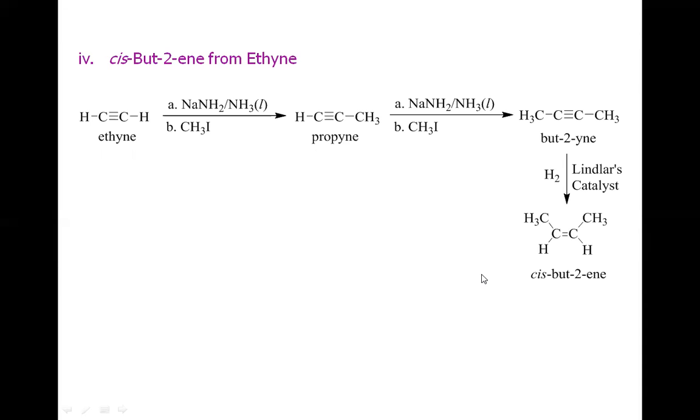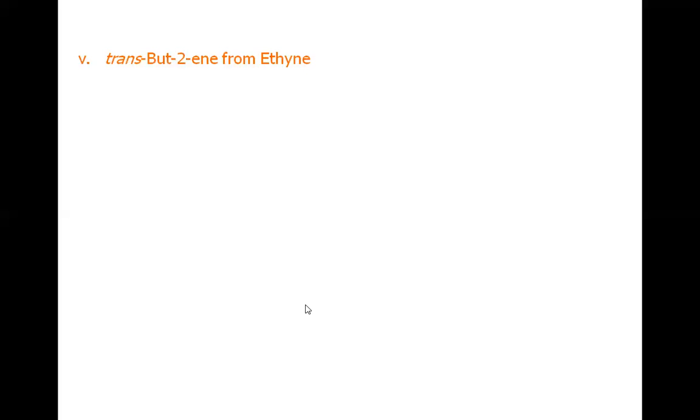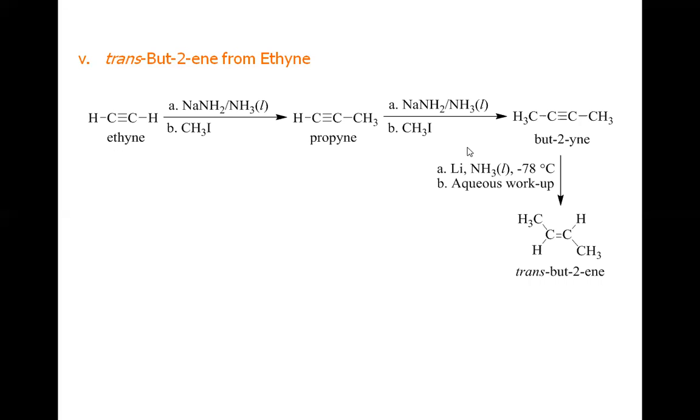And what Lindlar catalyst is, it's a combination of palladium, calcium carbonate, and quinoline. We have discussed the chemistry of Lindlar catalyst in the video when we discussed the chemistry of alkynes. However, to have the trans but2 from ethyne, the last step is not the treatment of hydrogen with the Lindlar catalyst. Rather, we have to use some other reagent, lithium, in the presence of liquid ammonia at very low temperature, and then upon acidic aqueous workup, we will have this trans but2.